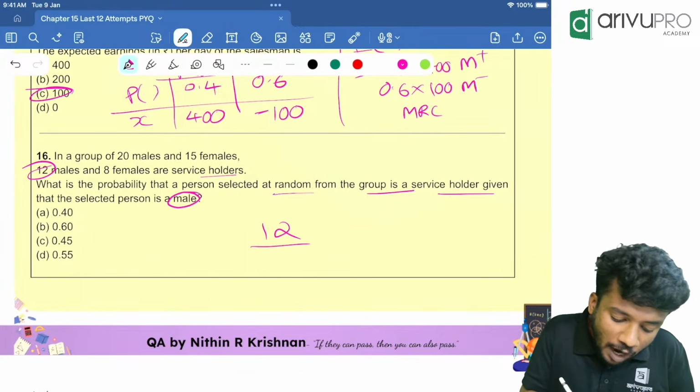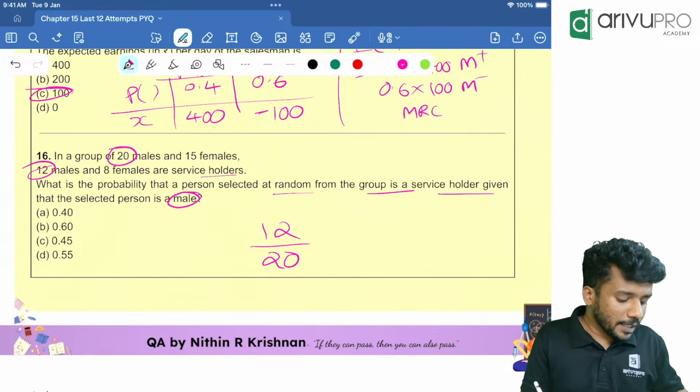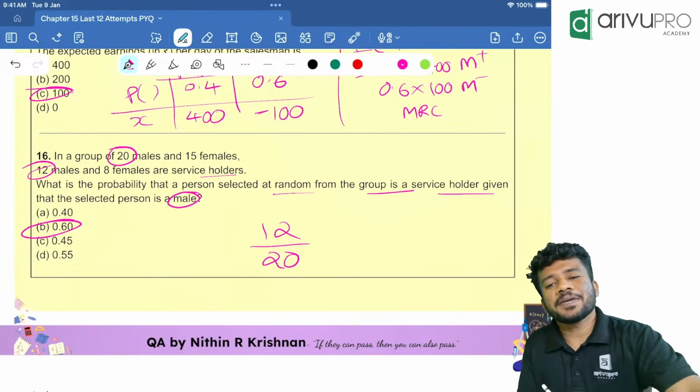Now, out of how many is that 12? Out of 20. So, the answer is how much? 12 by 20. Take it as the answer, how much? 0.6. Option B is your answer.